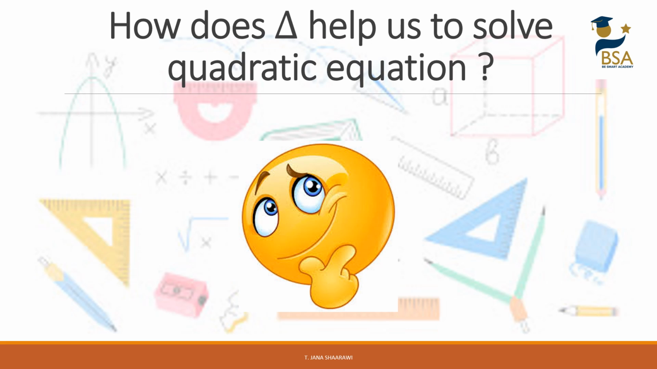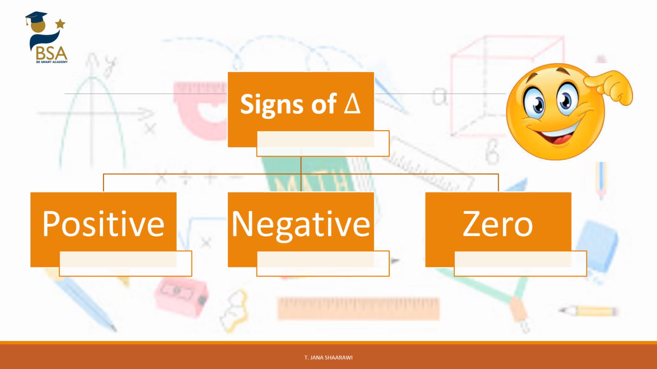Now, how does delta help us to solve a quadratic equation? And this is the purpose of this video. As we saw, delta, the discriminant, is b squared minus 4ac, which is a number. So this number can be positive, negative, or 0. So we are going to classify it into 3 categories. If delta is positive, what will happen? If it's negative, what does this mean? And if it's 0, what can we do?